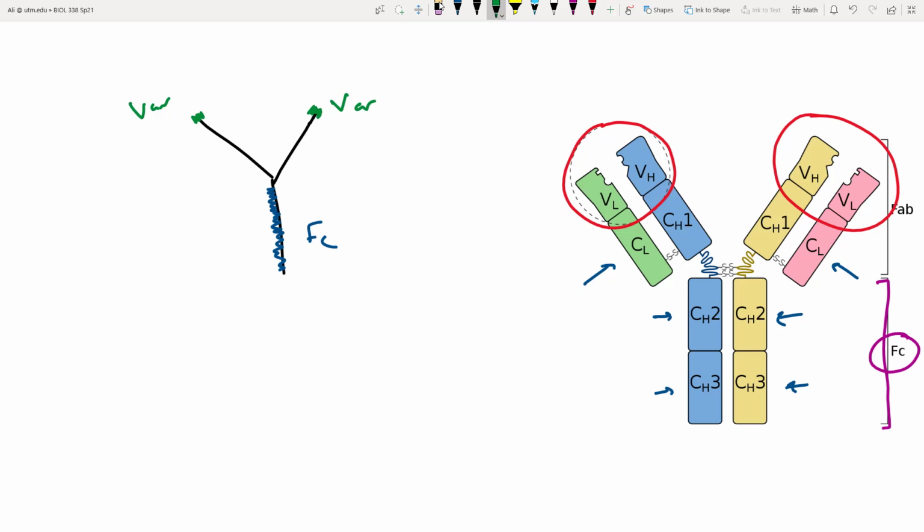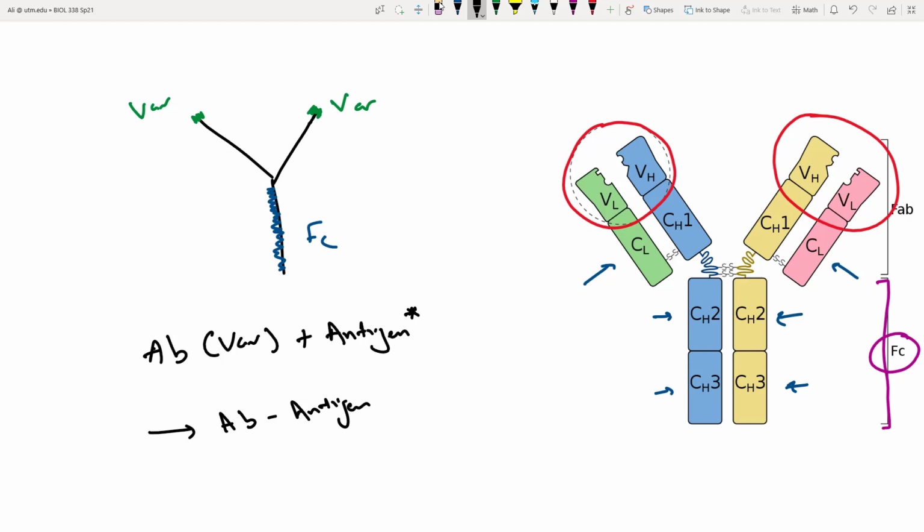Now, the variable regions are the parts that will bind to a specific molecule. What these variable regions bind to are called antigens. So an antibody, through its variable region, will bind to a specific antigen. We'll put a little star here because this is going to be a very specific interaction. So you get an antibody-antigen interaction. Of course, this will be a weak interaction, so let's not put a line here. Let's just put a few dots to say this is still a weak interaction, so we don't get confused later.